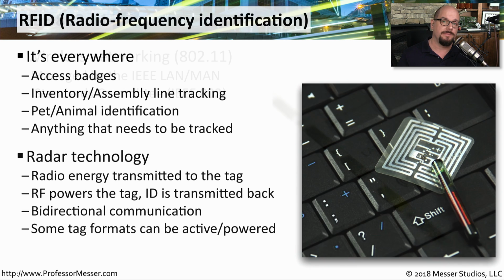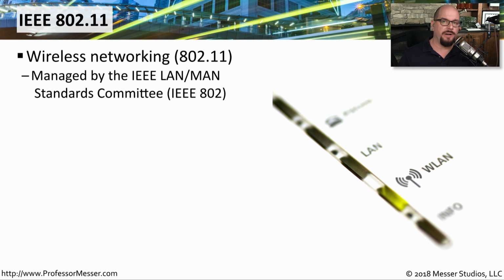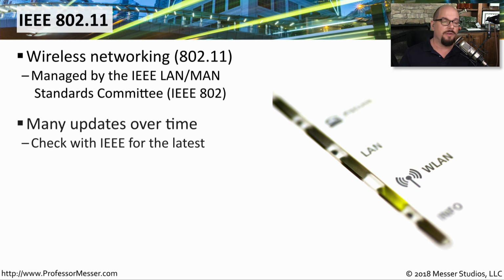This is a bidirectional communication, and you can find some RFID tags that do use a powered or active format as well. And one of the most common Internet of Things technologies is our 802.11 wireless networks. We use them in our home, we use them at work, and we use them everywhere else as well. This is an IEEE standard, and it's managed by the IEEE 802 committee. There have been many updates to 802.11 over time, and we foresee many updates coming in the future as well for this very popular wireless technology.